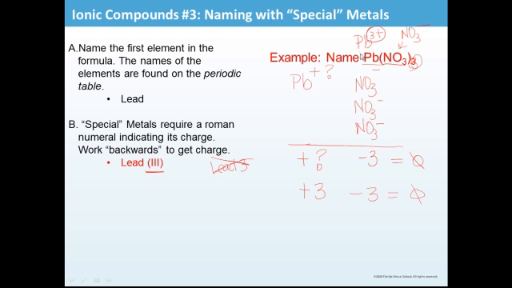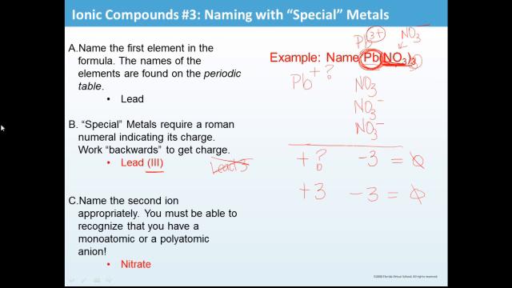So if you have a special metal, you have to look at your formula and figure out what the charge is. Once you do that a bunch, it'll get much easier. You might even get to a point where you can just look at the formula and you know what the charge is. You don't even have to figure it out. Now we're going to name the anion. Well, the anion is NO3, so we're just going to name it. It's a polyatomic ion, so that name is nitrate. NO3 is just the nitrate polyatomic ion.